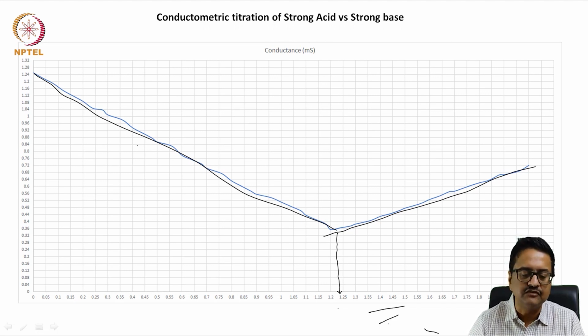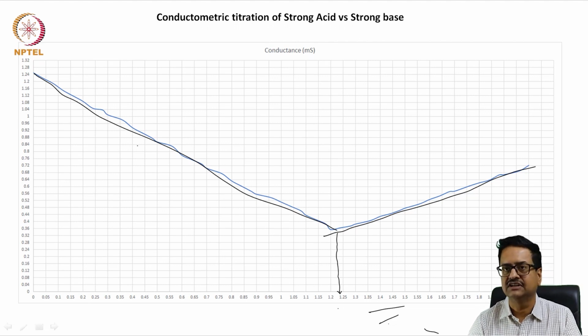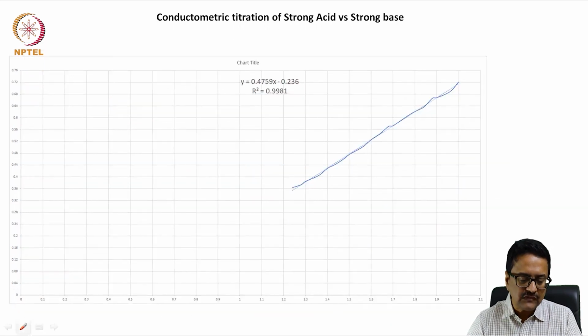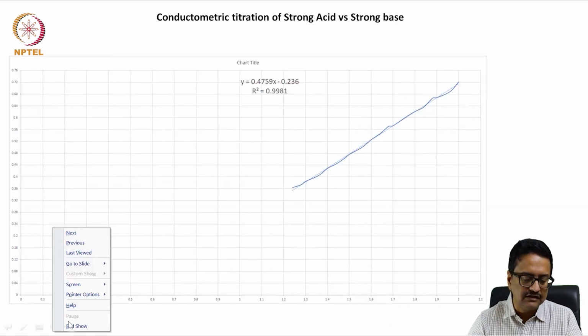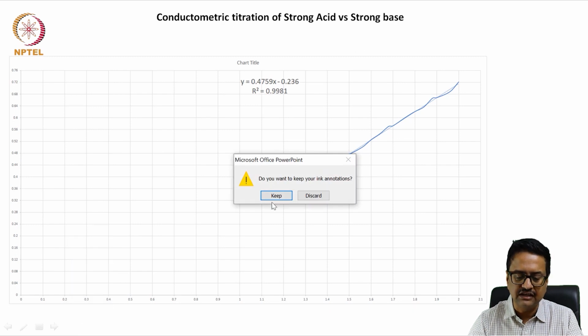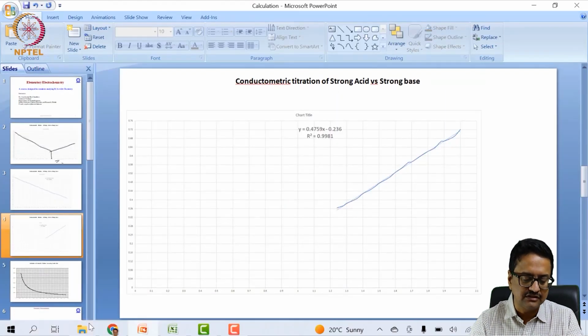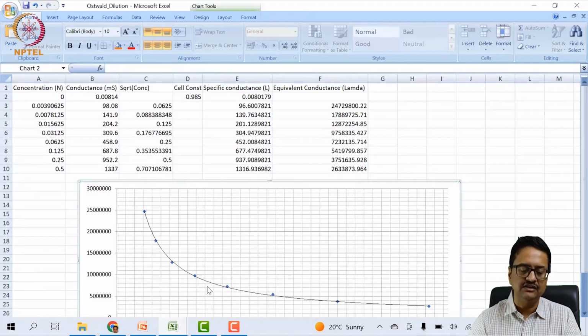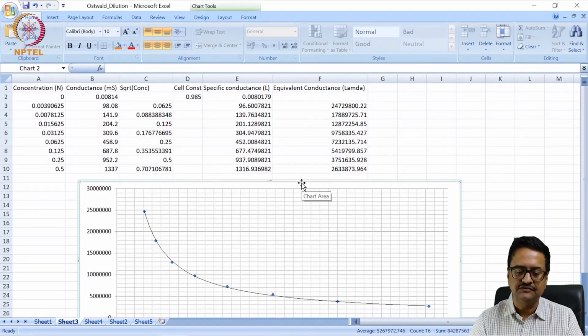I'm just demonstrating with one of those experiments. The other three data sets I will share with you in the forum. The other experiment that I had done is the verification of Ostwald dilution law using various concentrated solutions of acetic acid.